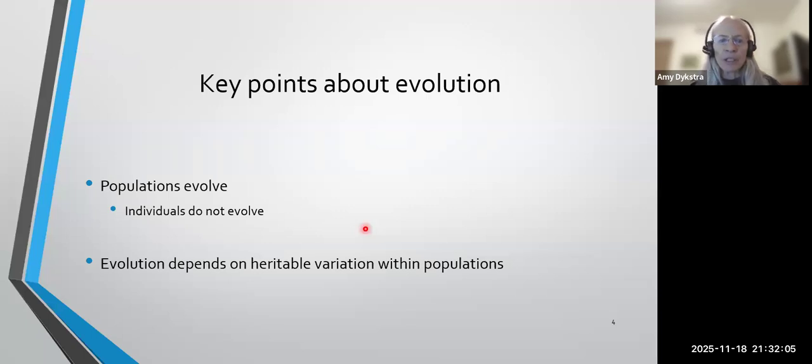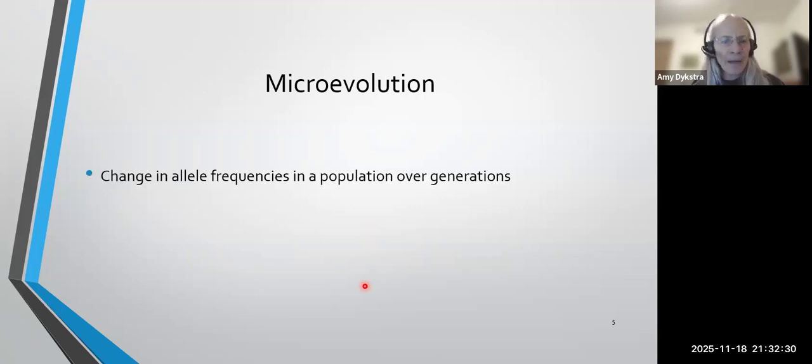Second big idea, which is the foundation of what we're going to talk about in this lecture, is that evolution depends on heritable variation within populations. If that variation doesn't exist, then no evolution is going to happen. So I want to zoom in a little bit and talk about microevolution. When we talk about a change in the genetics, we're really talking about microevolution, a change in allele frequencies in a population over generations. So that is the definition for microevolution.